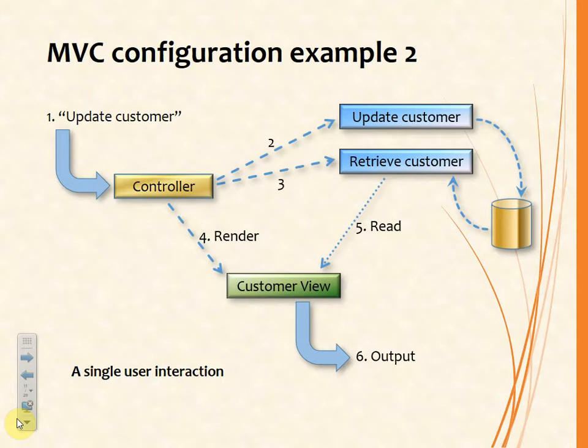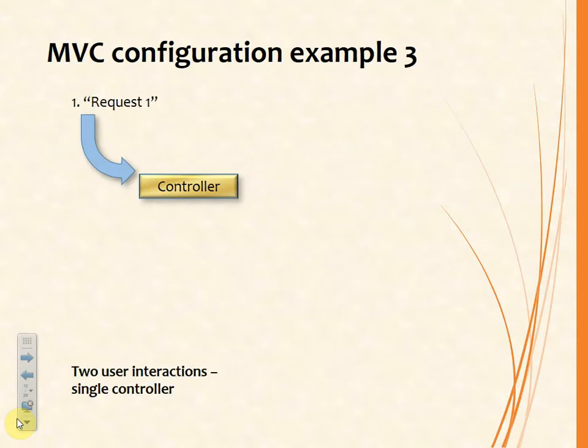And that's an important realization, that this is a general concept, and you will need to find a way of adapting it to your specific application. The two previous examples of MVC were single request to a single controller. What we're going to do in this configuration is to show two user interactions with a single controller.